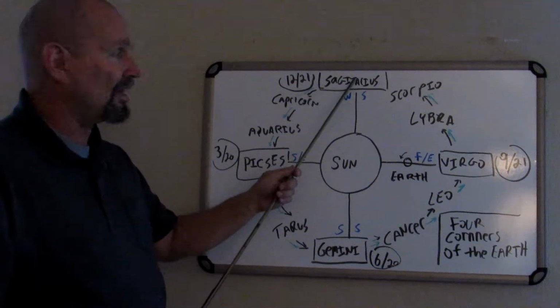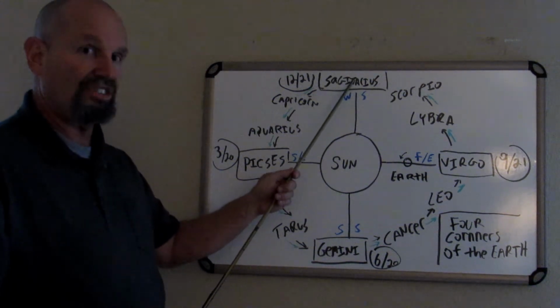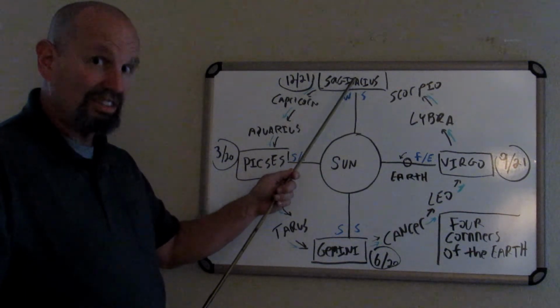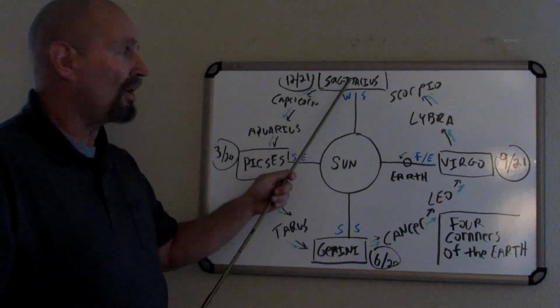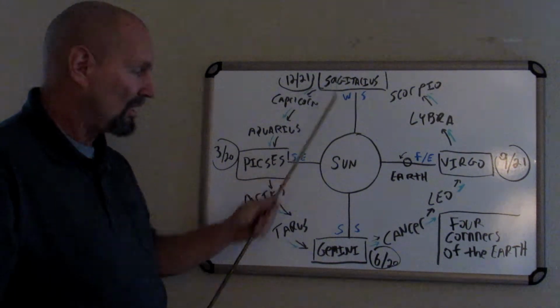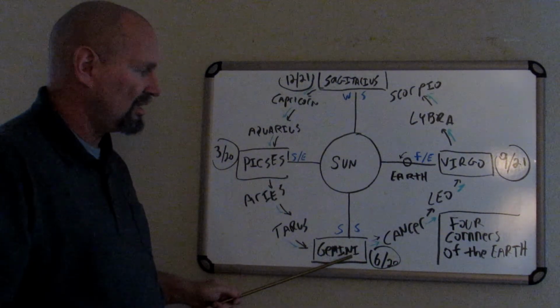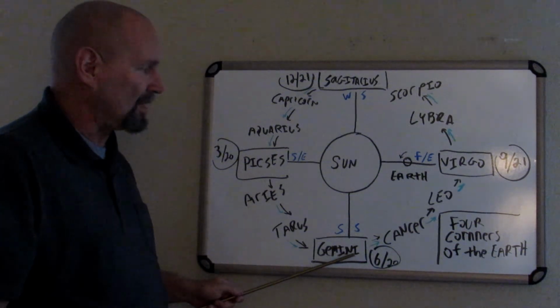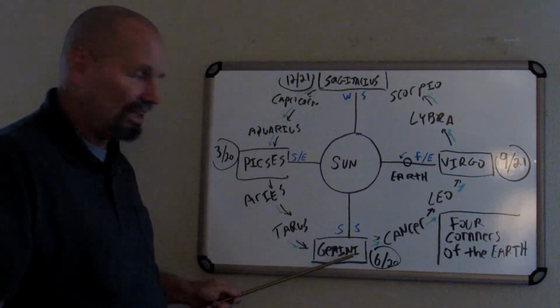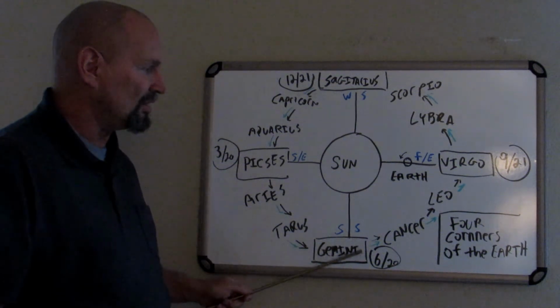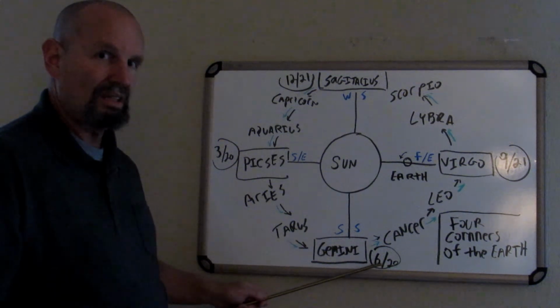Okay? This constellation right here represents the position that the sun rises in the east on 12/21. This is what we call the winter solstice. This constellation right here is the constellation Gemini. It represents the position that the sun is in on the summer solstice of 6/20.